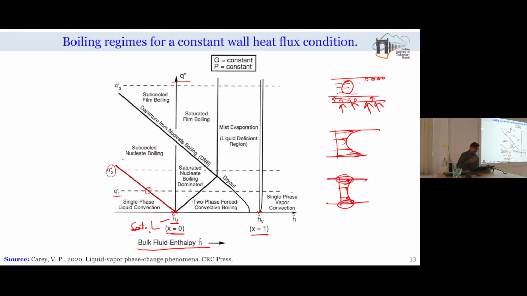One interesting point you can again observe is that my quality becomes 1 at this point. If quality is 1 at this point, what does it mean? I should have saturated vapor at this point, and after this point there will be only vapor. But if you see the transition boundary which demarcates the single phase regime, it has a bulk enthalpy value slightly higher than the enthalpy corresponding to the saturated vapor.